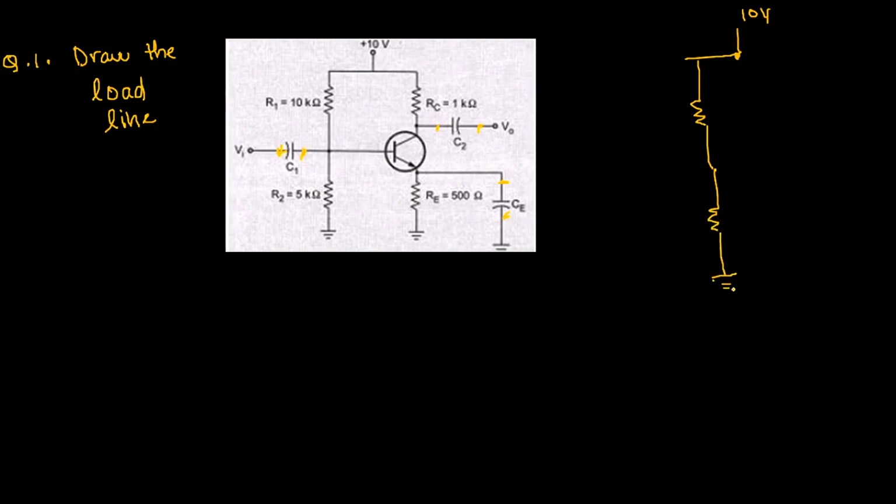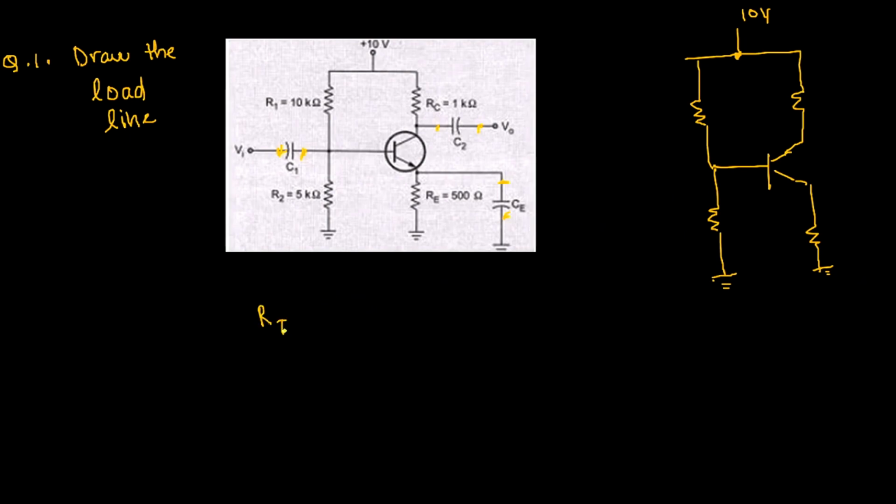This is grounded and this point is connected to the transistor. Since this is our voltage divider bias, the first thing that we have to do is simplify the input side by using Thevenin's theorem.